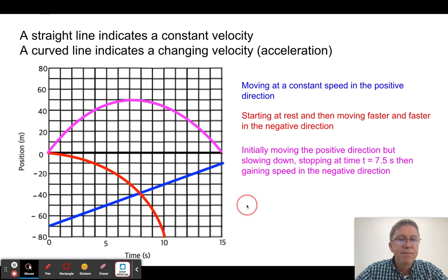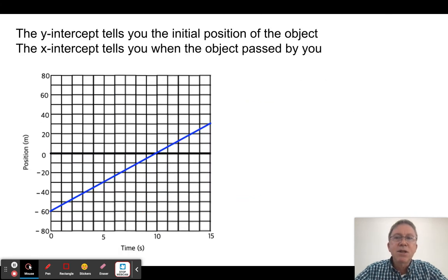All right. And the last thing is what do the intercepts tell me? So the y-intercept tells me the initial position, and so I know this object started off at a position of negative 60 meters to my left. And I know that it passed by me at time t equals 10 seconds. So the x-intercept is a time value. That tells me, oh, at time 10 seconds, it was 0 meters away from me.